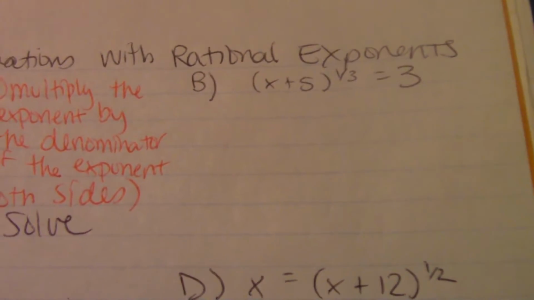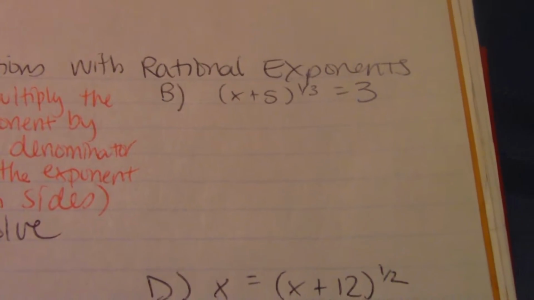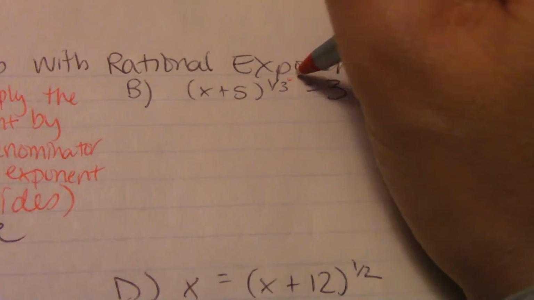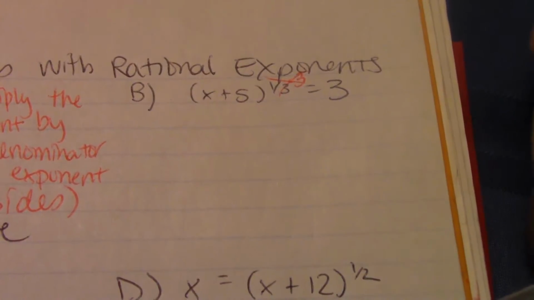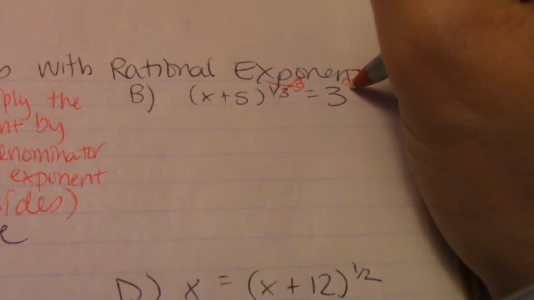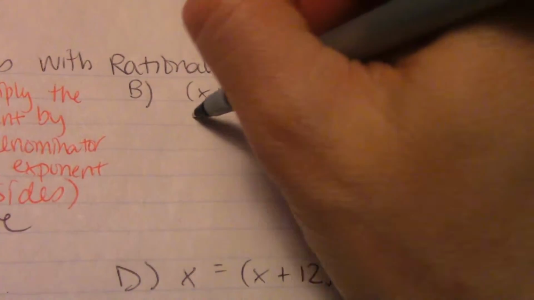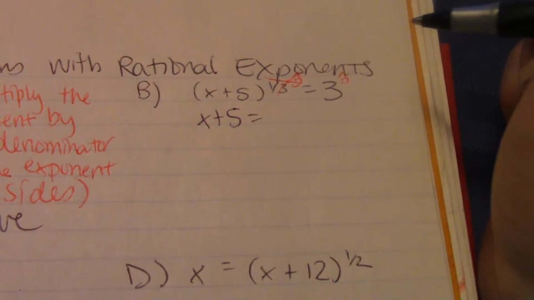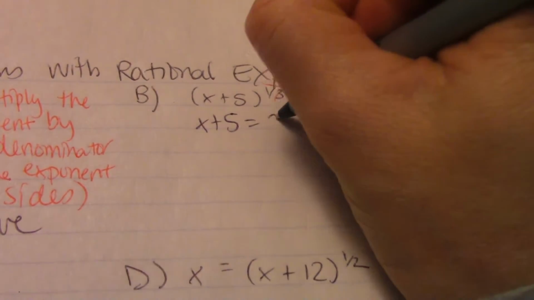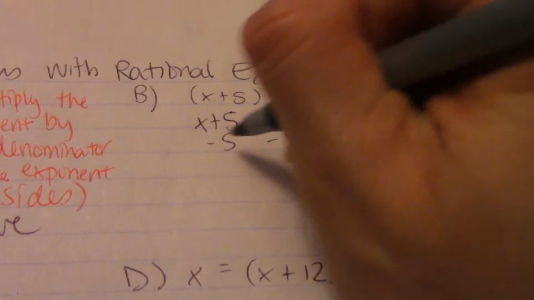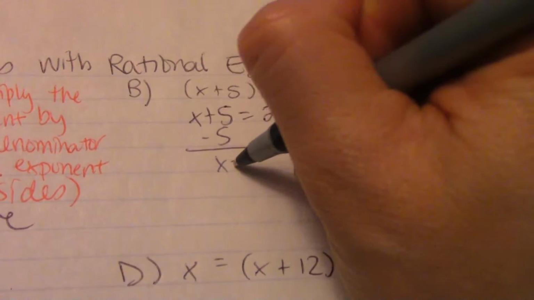Let's try B. Same thing. We're going to multiply by whatever the denominator of the fraction is. So right there, times 3, so this goes away, and third power over here. Now we have x plus 5 on this side equals 3 to the third power, which is 27. And if I solve, I need to minus 5. So x equals 22.